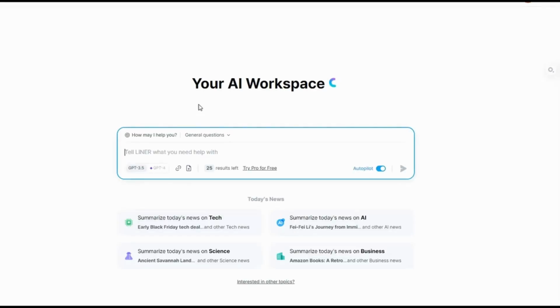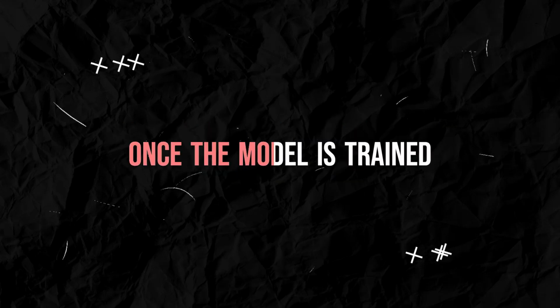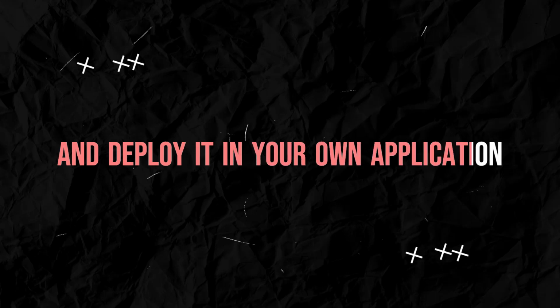First, sign up with Google. Once you have created your account, Liner will train a machine learning model for you. Once the model is trained, you can download it and deploy it in your own application.